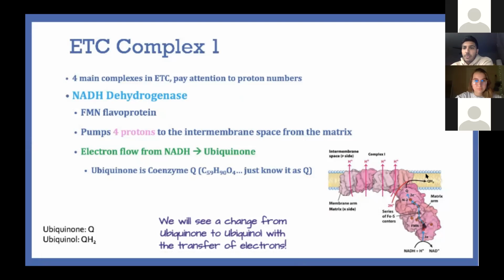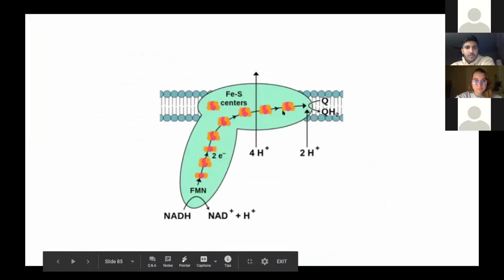One thing I want you to know about QH2 is it's never going to leave this membrane, this lipid bilayer, and the reason why is because it's lipid soluble. Complex 1's main purpose is to reduce your Q to QH2, your coenzyme Q. You can see ubiquinone is Q, and ubiquinol is going to be your reduced form. Coenzyme Q in its primary state is going to be in its oxidized form, and this is the reduced form. That's kind of just a picture of it.